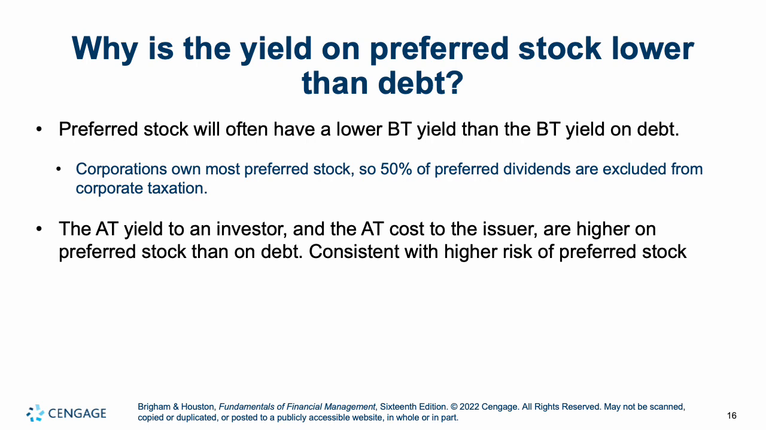The after-tax yield to an investor and the after-tax cost to the issuer are generally higher on preferred stock than debt, consistent with the higher risk. So if we look at an after-tax sense, preferred stock is generally going to give us a higher after-tax yield. But it is also riskier.